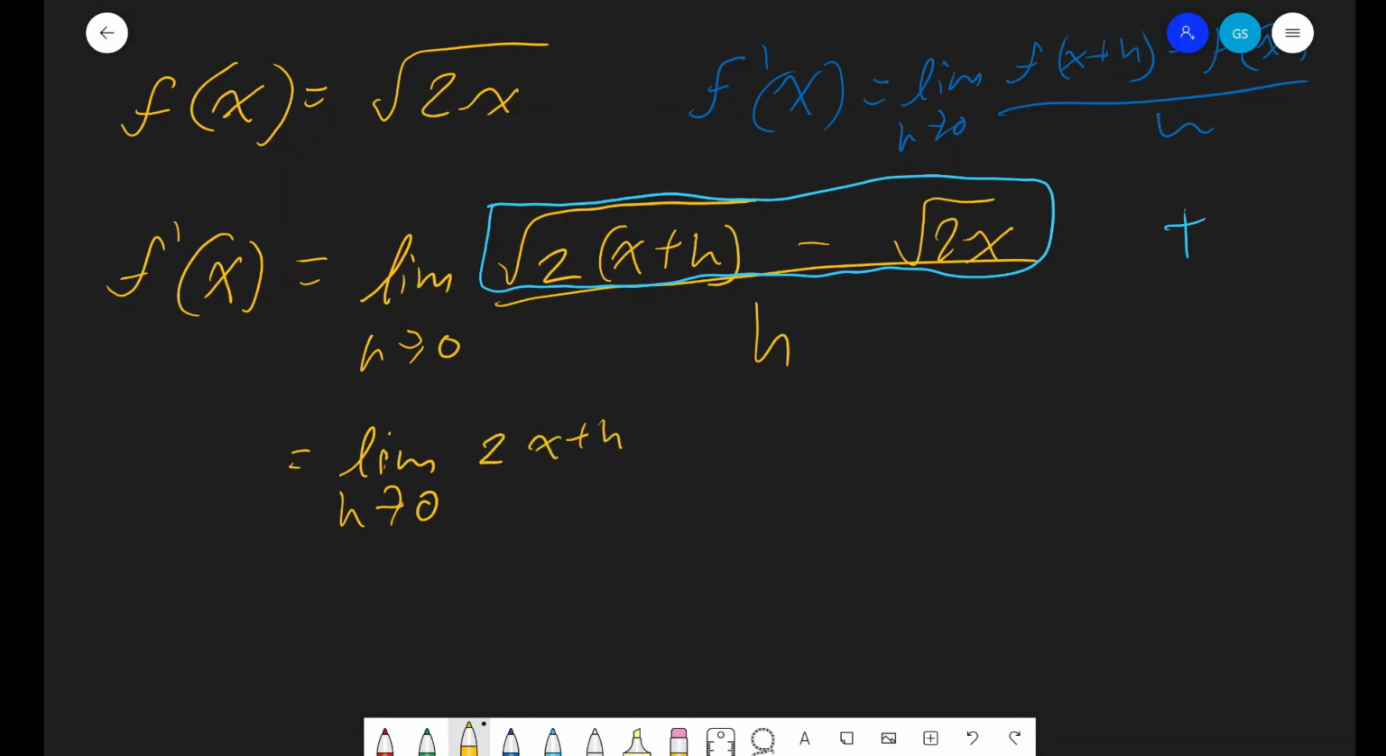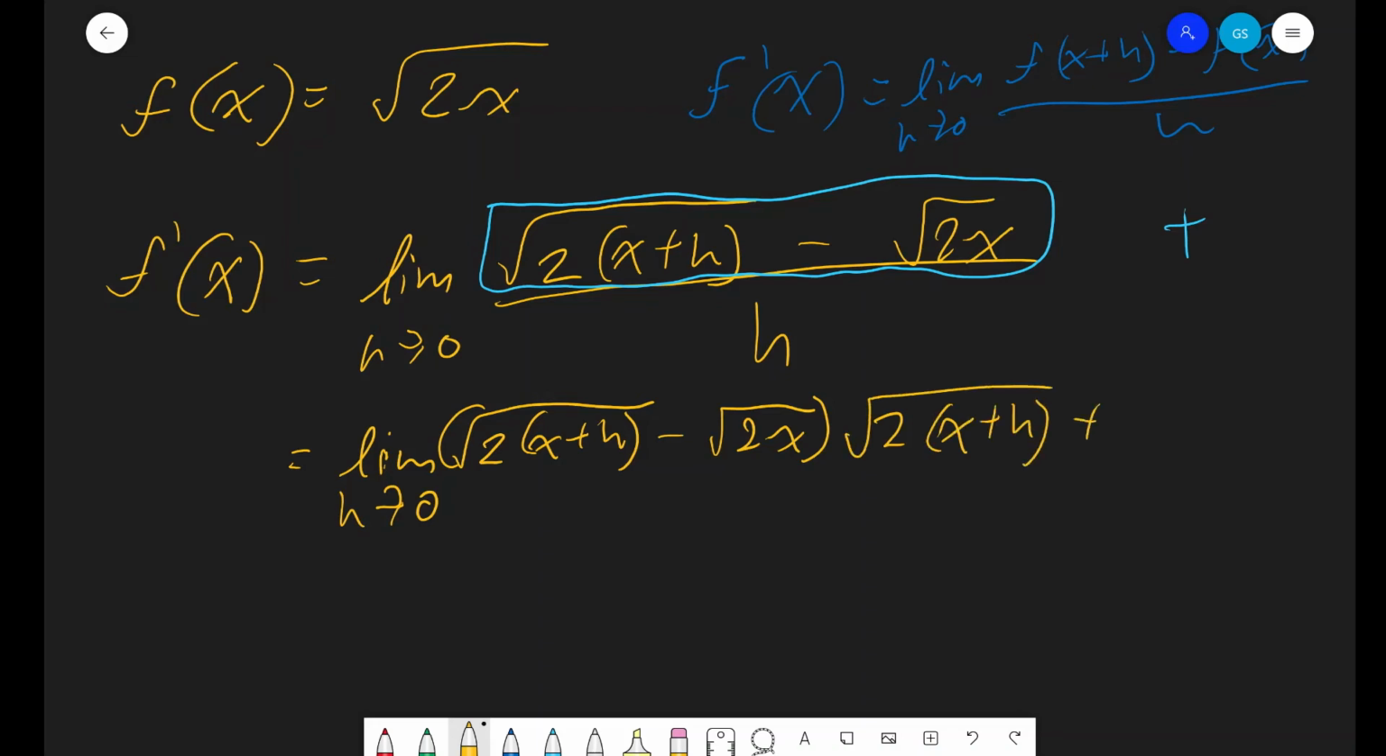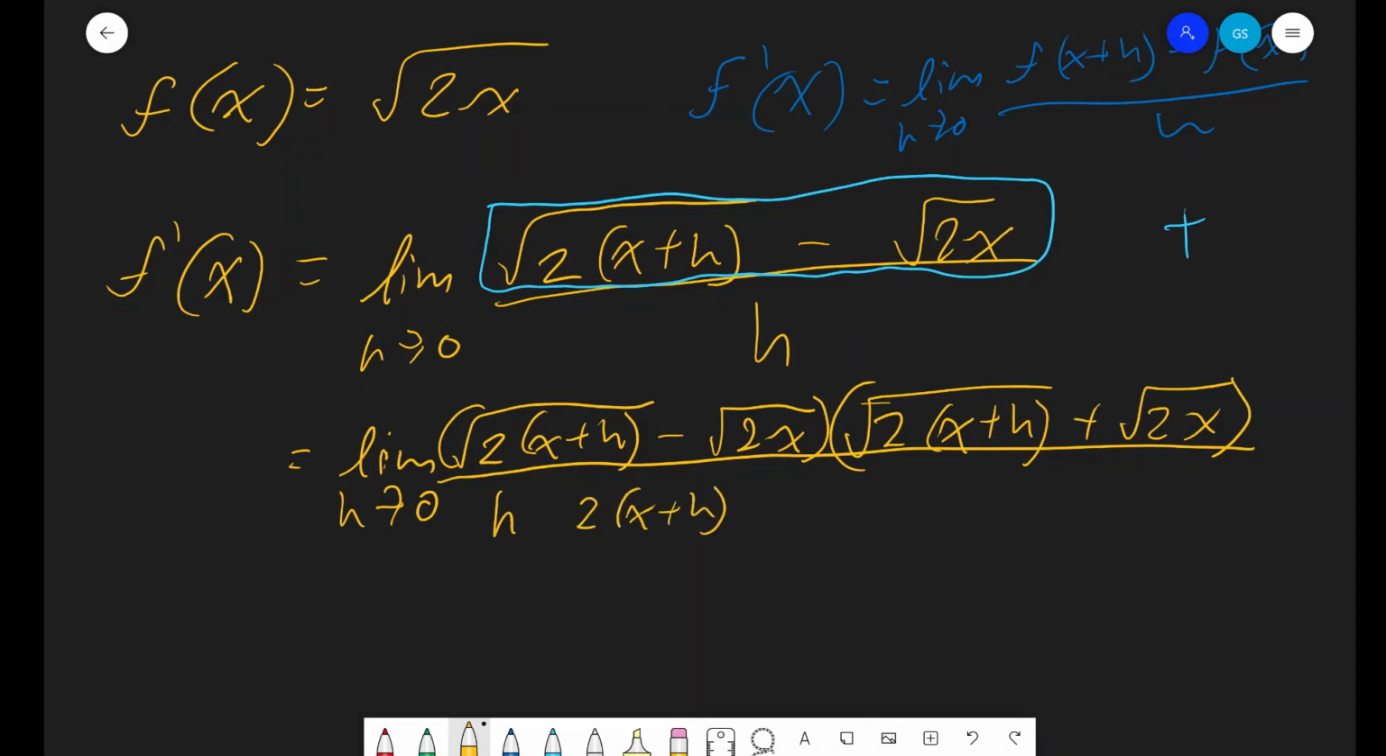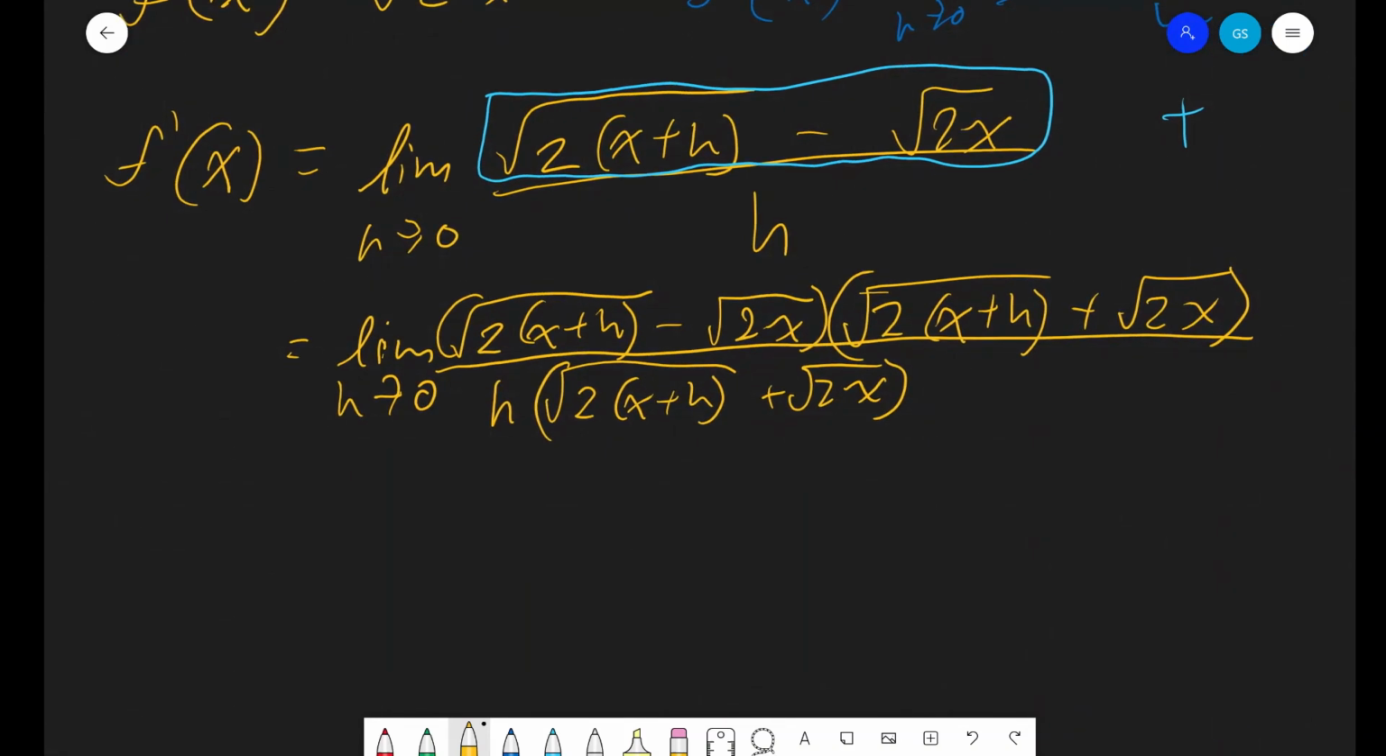Root of 2x plus h, minus root 2x, multiplying root of 2x plus h, plus, that's where the sign comes from, all over h, and then root of 2x plus h plus root 2x. So h multiplying this, because whatever we put in the numerator, we have to put in the denominator to make sure it's still staying the same.